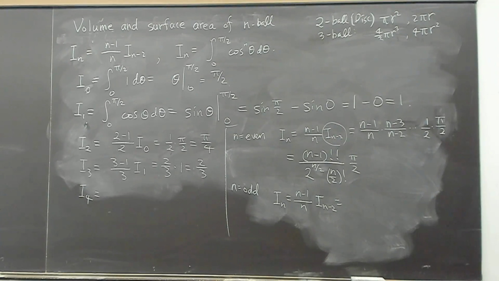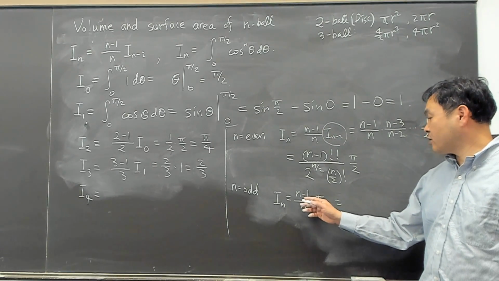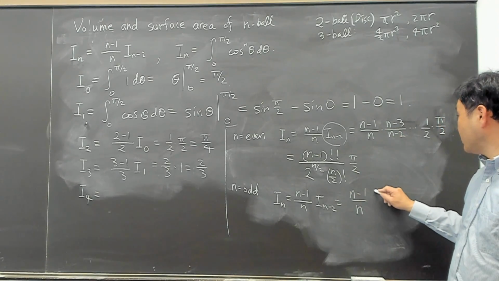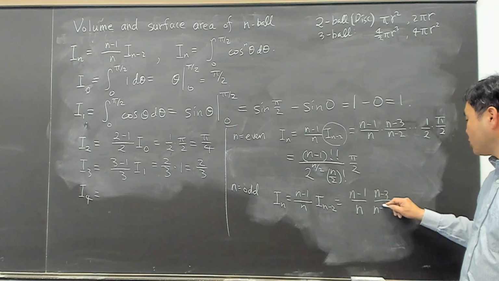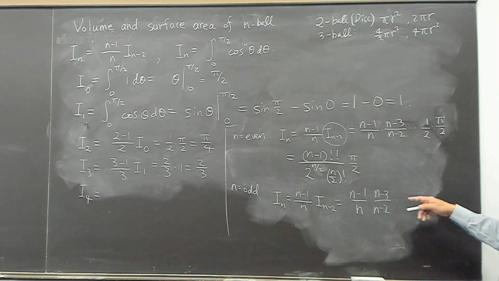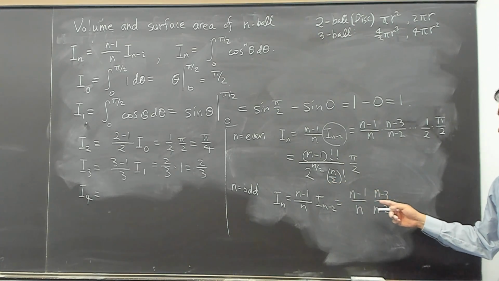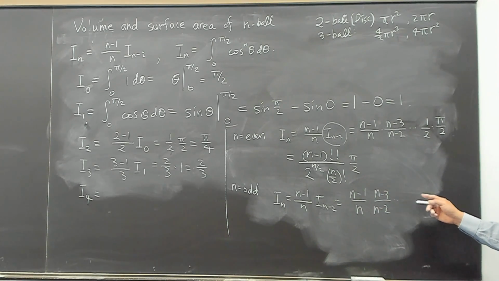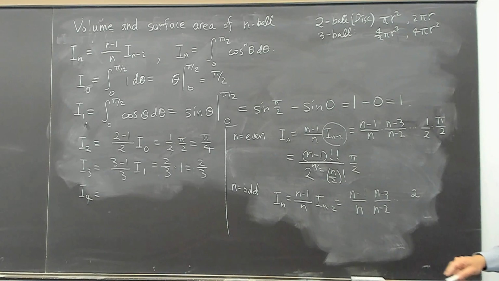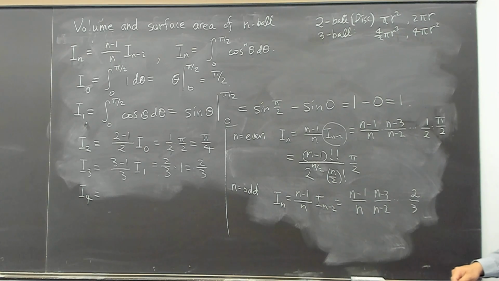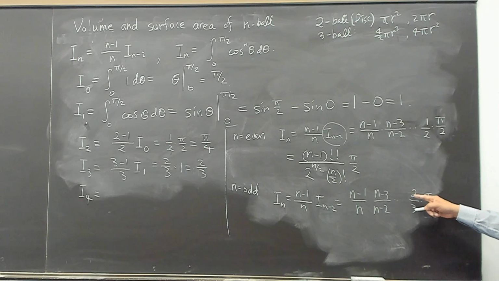And this time you can do this again. You can do n minus 1 over n minus 3 over n minus 2, and keep going down. And because n is odd, n minus 1 is even, so if you keep going down, the smallest positive even number is 2, so you're going to reach 2, and the denominator you're going to reach 3 because it's always 1 more than the numerator.